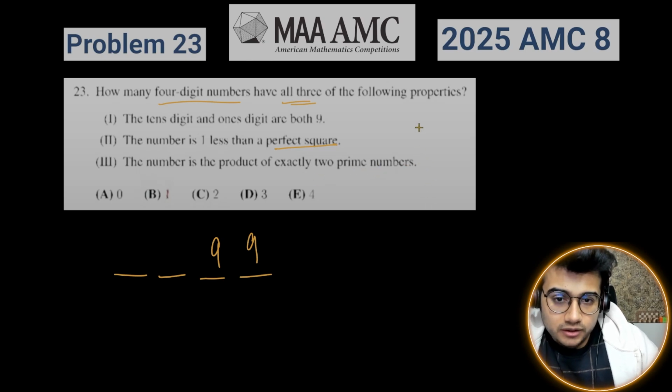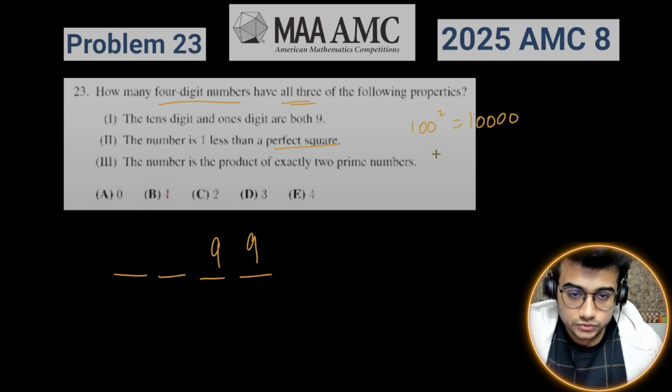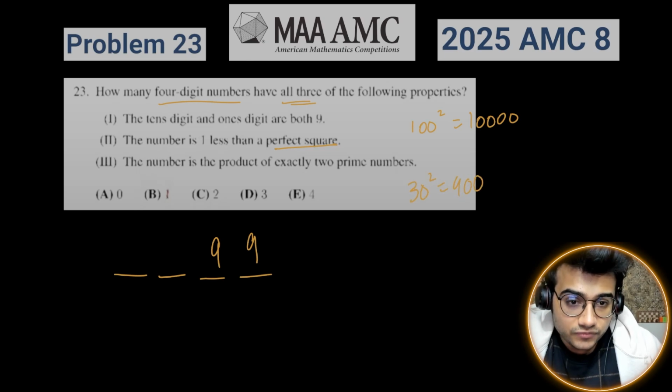Well, let's see. We know that 100 squared is 10,000, right? So that's a 5-digit number. That means anything before 100 squared will be in 4 digits, right? But what is the smallest 4-digit square that we have? Well, we know that 30 squared is 900. It's almost 4 digits.